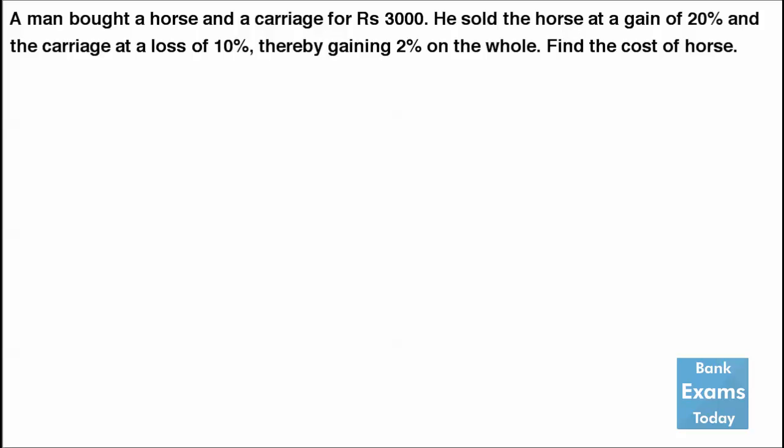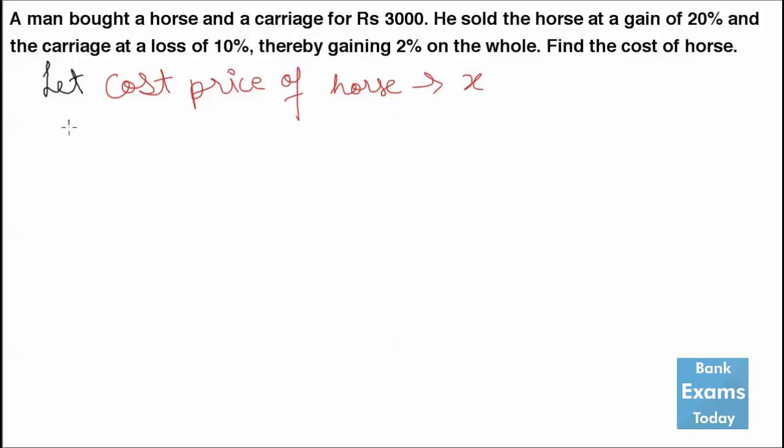So first of all, let the cost price of horse be X, and let the cost price of carriage be Y.